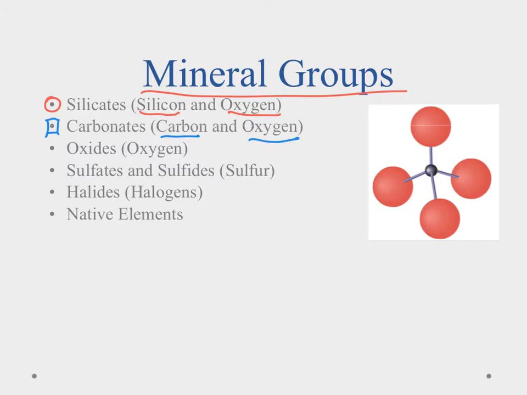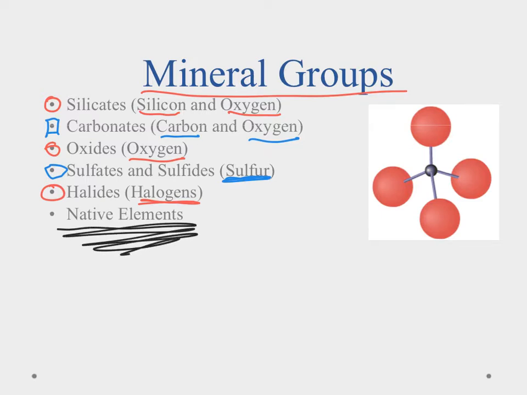We also have oxides, and our oxides are simply because they have oxygen. We have the sulfates and sulfides, and as you can guess from the name, these guys are going to have sulfur. We have our halides, which are the halogens, and the halogens on the periodic table are one of the last groups. We'll see these ones all have one of these halogens inside of them. And then finally we have the native elements.